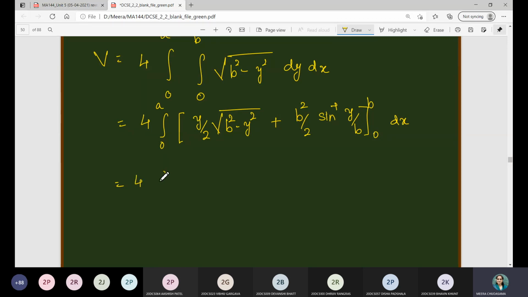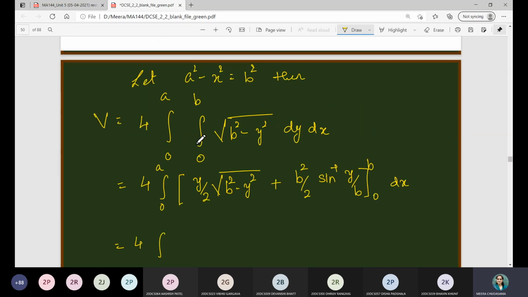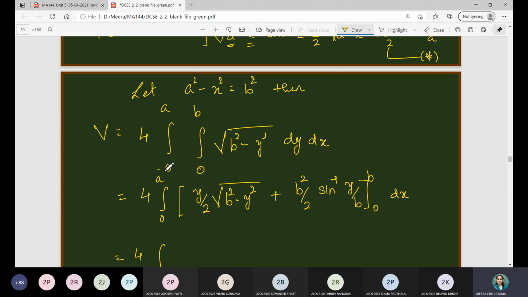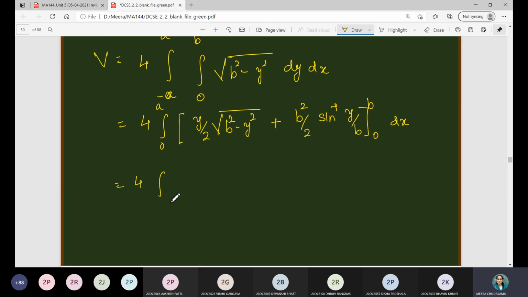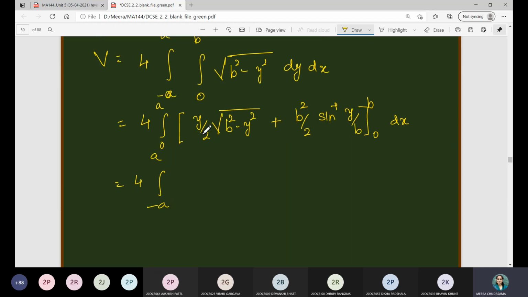So that is equal to the integration, oh, it is not from 0 to a, this is minus a to a. So when y is equal to b, this one will become 0, b square minus b square. This one will become b square by 2 sine inverse of b by b, that is 1. So b square by 2 sine inverse 1 is pi by 2, and dx.